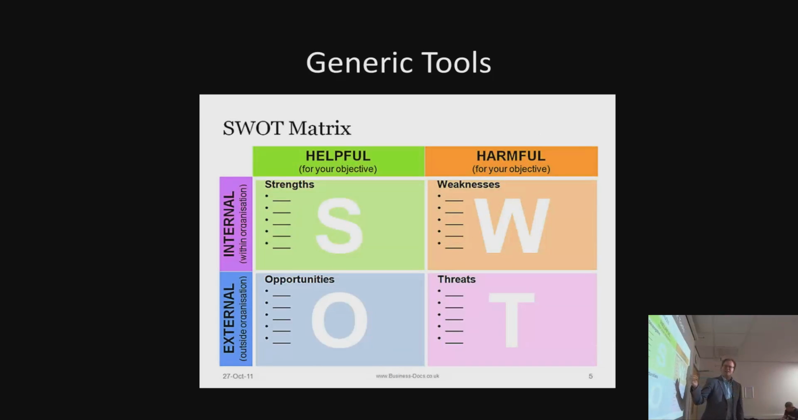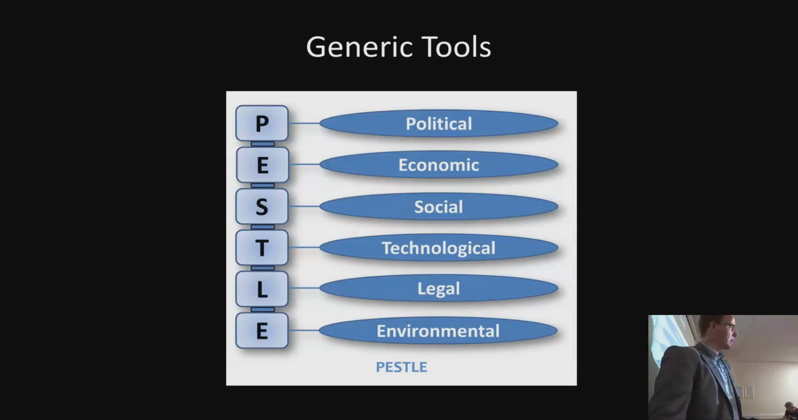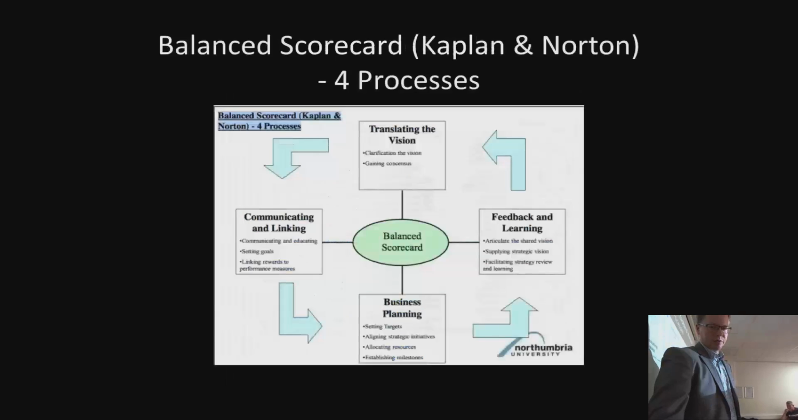Now, the classic generic tool is the SWOT analysis. A very interesting one, combined maybe with a PESTLE. In my previous company, we combined those, and that is very powerful. Then you have a good tool. Balanced Scorecard is another one, very popular, particularly in the commercial area.